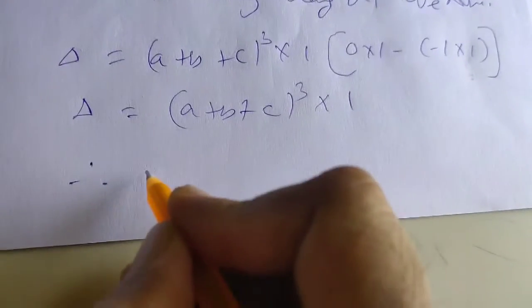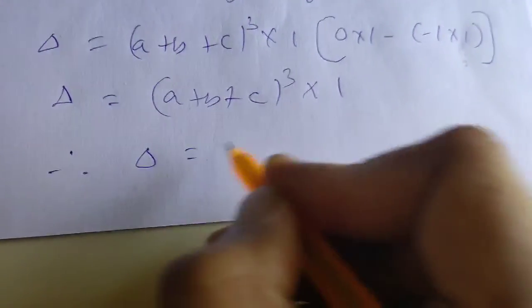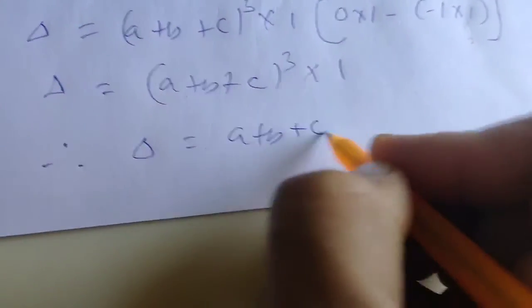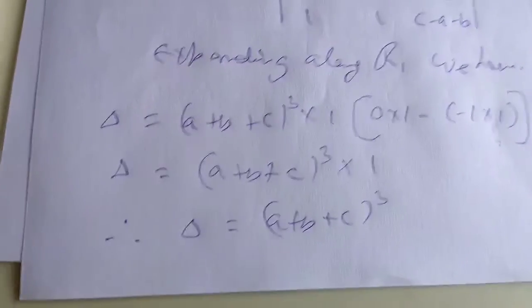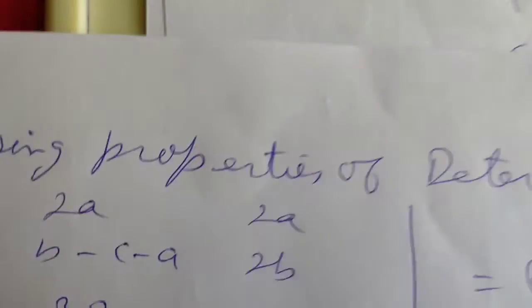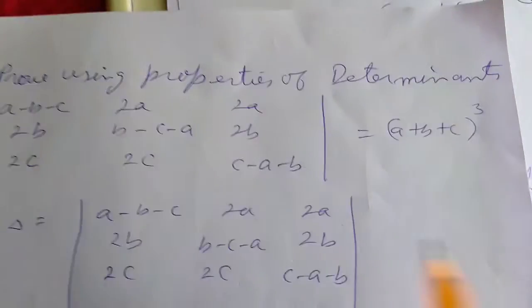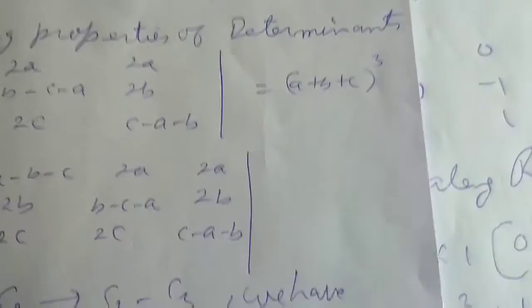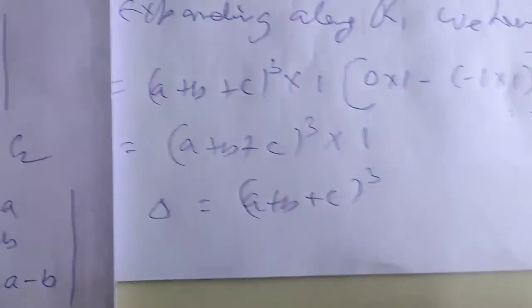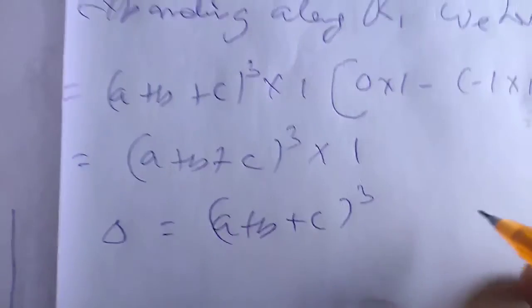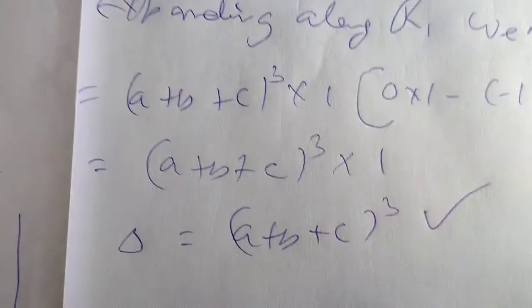So therefore we get delta equal to a plus b plus c whole cube, and this is what we have to obtain. You can see it here. Prove that. What we have to prove? a plus b plus c whole cube, and what we have got? a plus b plus c whole cube. So this is our answer.